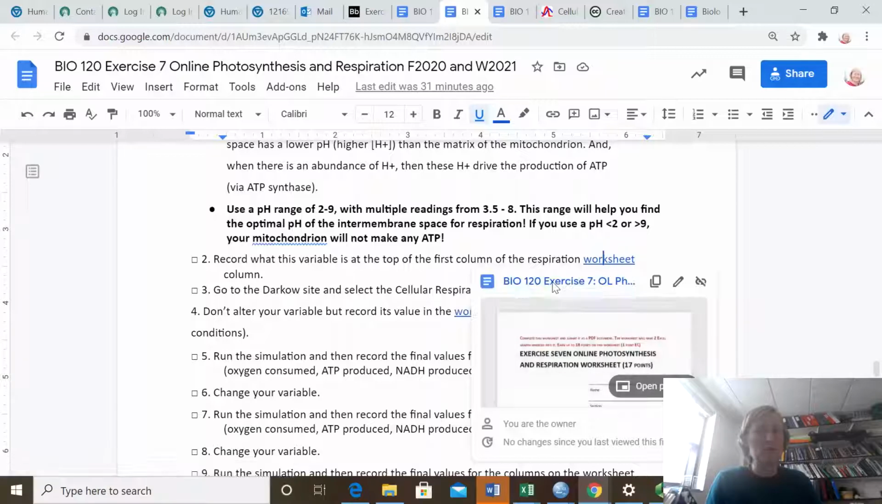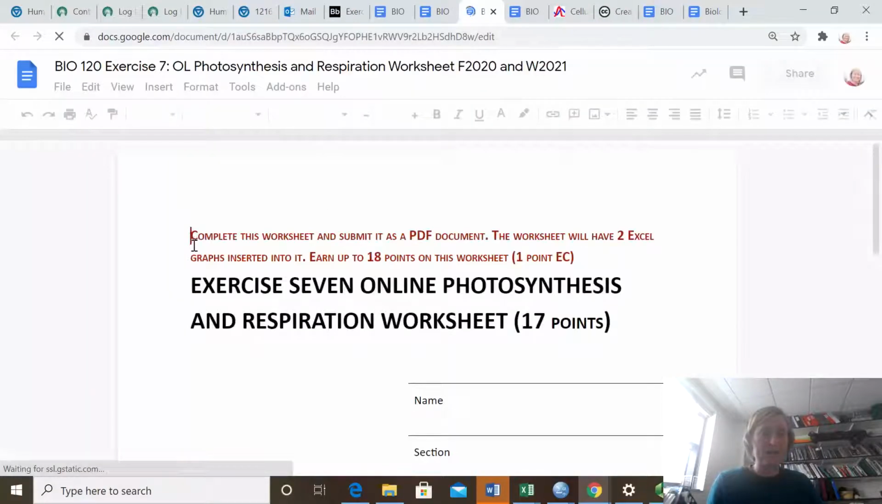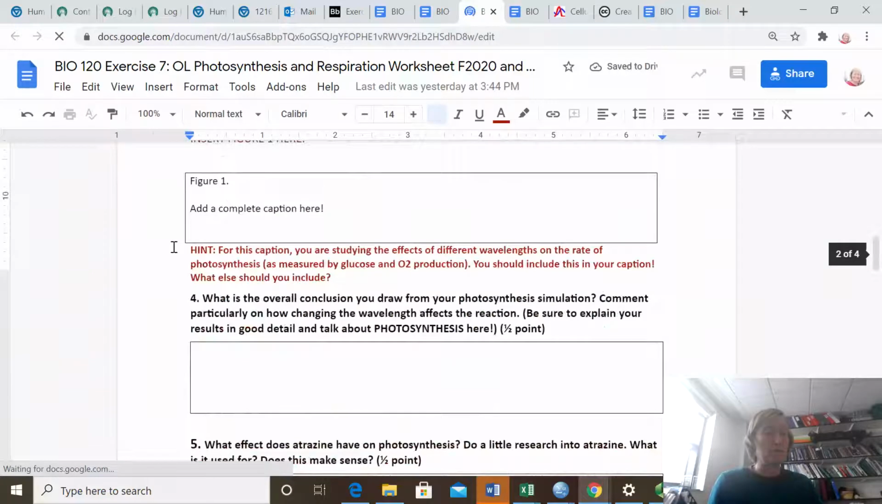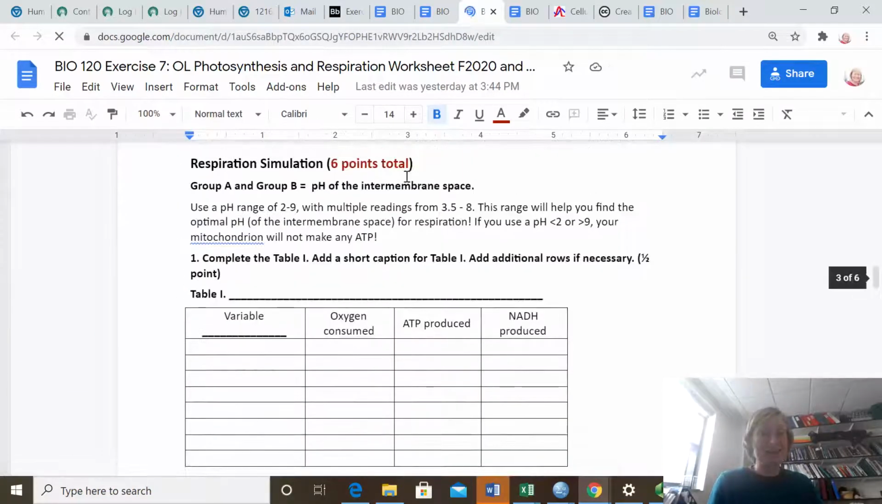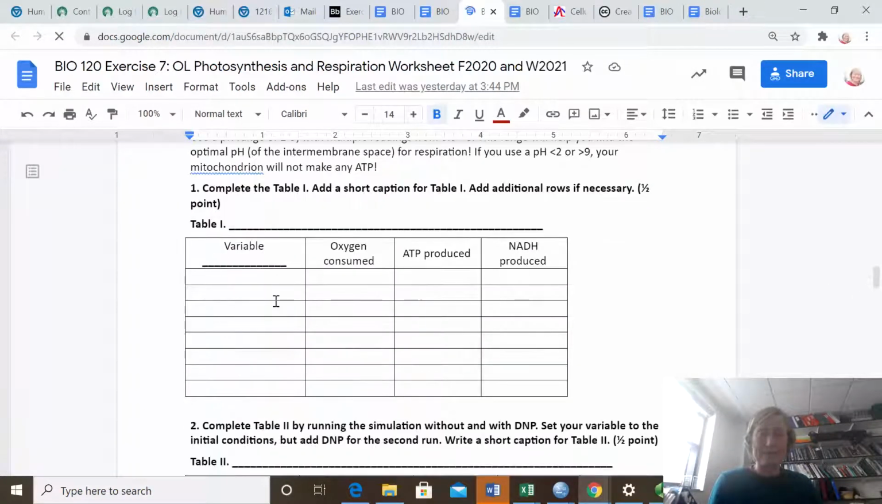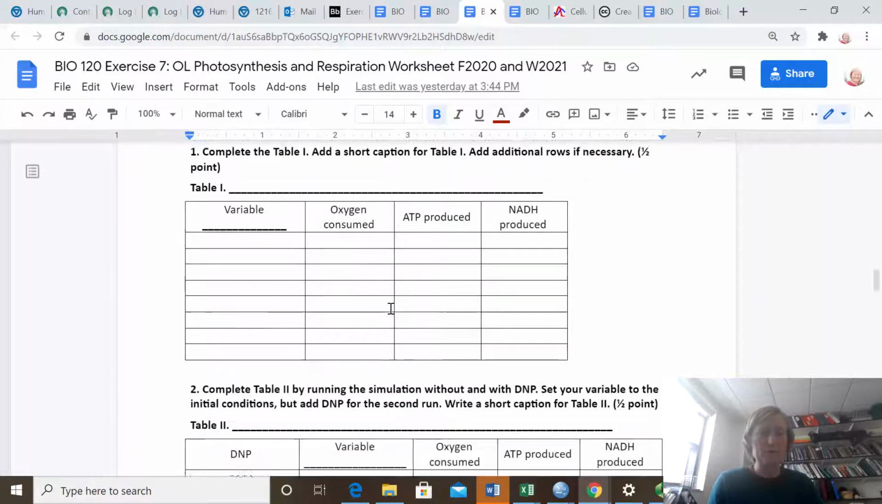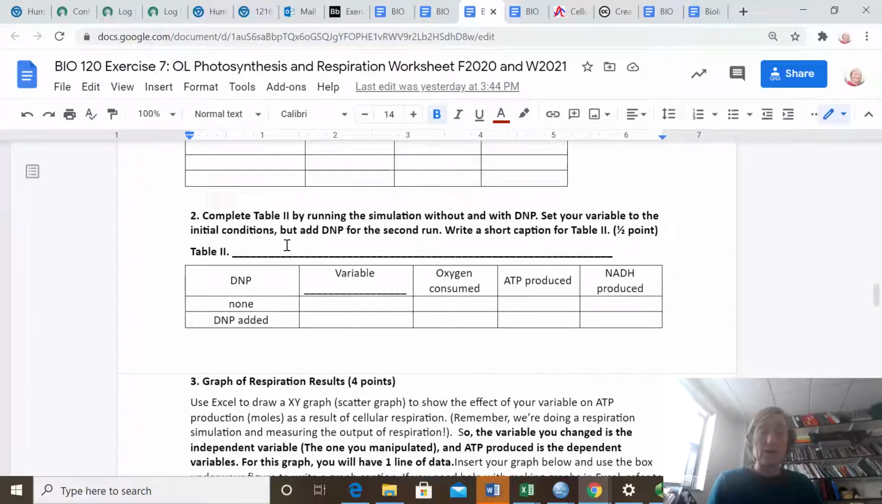So we go back to our worksheet. We continue in our worksheet by moving to the cellular respiration simulation. We complete this table that looks at changing the pH and focuses on how much oxygen is consumed, how much ATP is made. Those are important, both of those, okay? And then we also run this with and without something called DNP. So you have to learn about what DNP is. You're going to run this simulation with and without it. You can see that on our simulation site again.